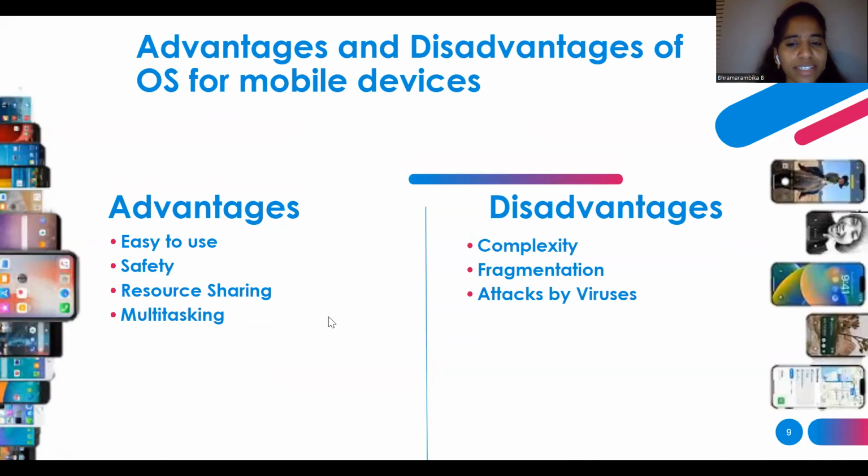Let's see the advantages and disadvantages of the operating system in mobile devices. There are ease of use, safety, resource sharing, multitasking, etc. First comes ease of use. Compared to a command line interface, the GUI offers substantially more accessibility. The myriad symbols, icons, menus, and graphical representations make them all simple to understand. Users can easily interact and communicate with the systems using words.